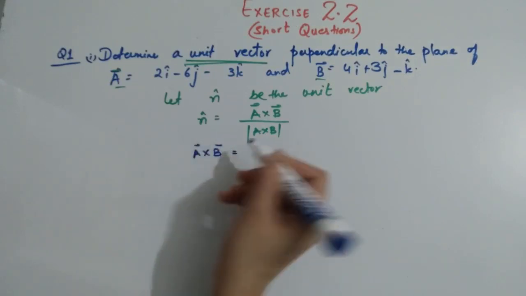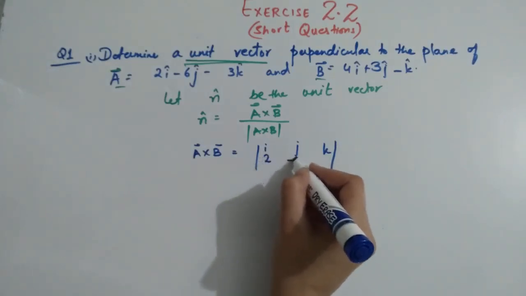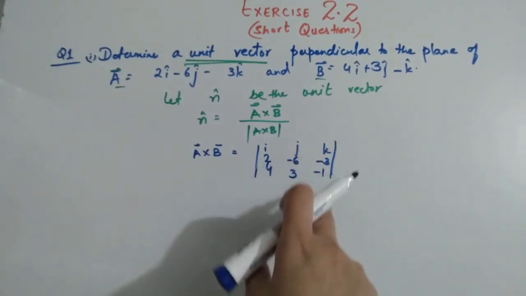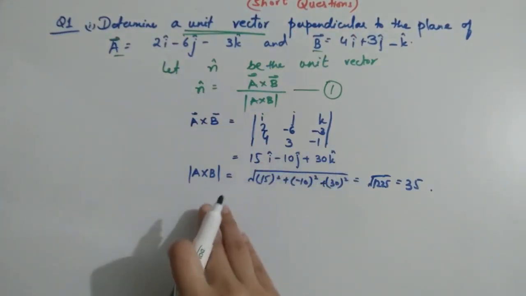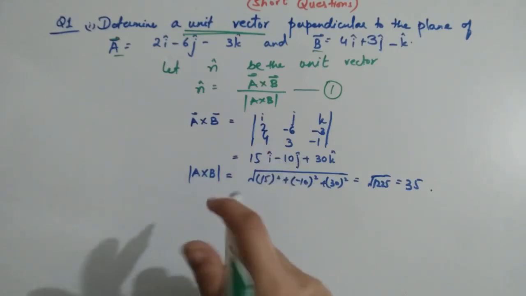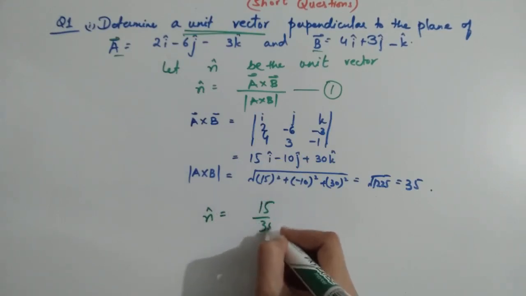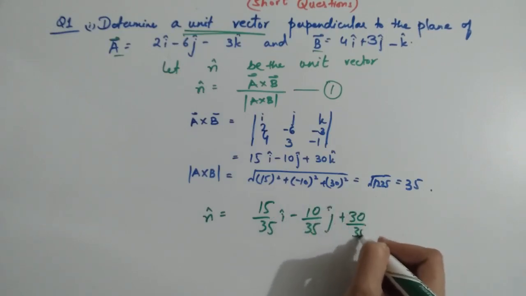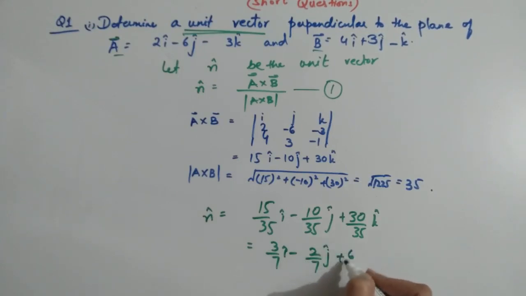This will be found by the i j k determinant, with a as 2, minus 6, minus 3 and the b vector as 4, 3, minus 1. After expanding the determinant you will get a cross b as 15i minus 10j plus 30k, and the magnitude of a cross b as 35. Now putting these values in equation number 1 you will get n equal to 15 over 35 i minus 10 over 35 j plus 30 over 35 k, and after simplifying you will get the final answer as 3 by 7 i minus 2 by 7 j plus 6 by 7 k.